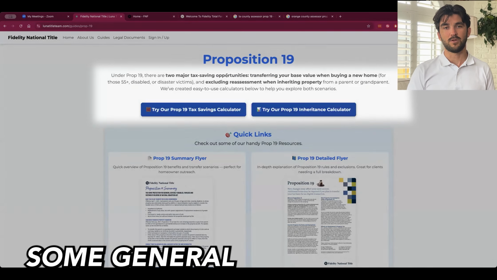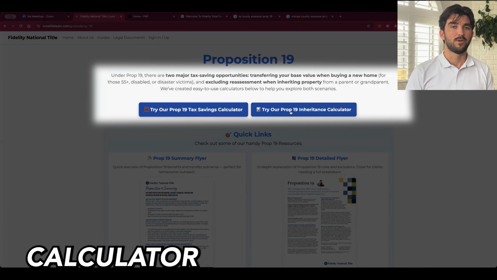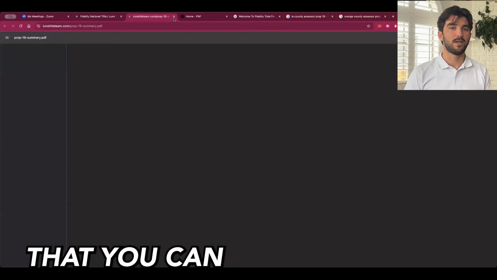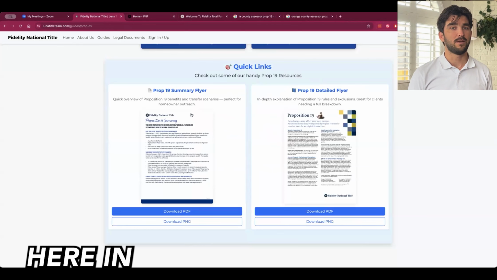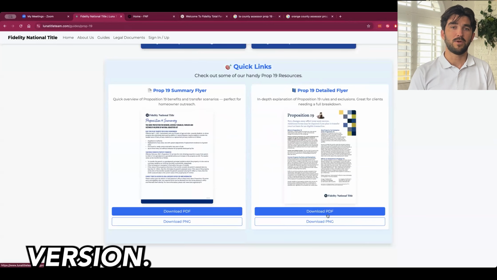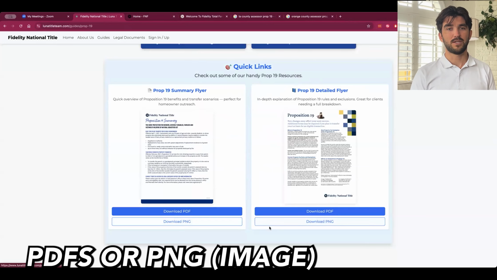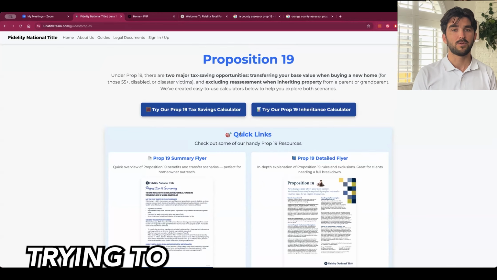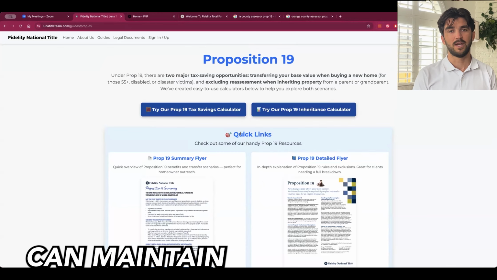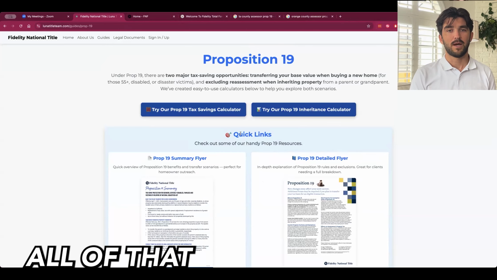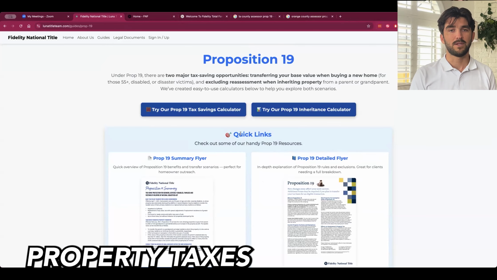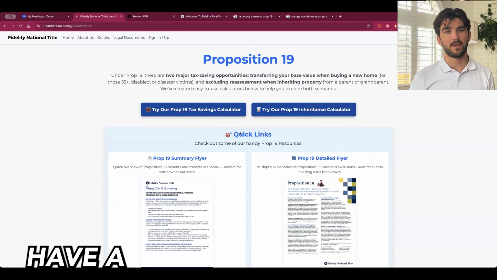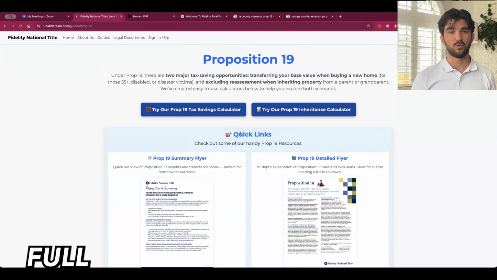This is where you'll have some general info on Prop 19, our two calculators that we'll be looking at. We also have some quick links, so if you're looking for a quick flyer that you can share with a client, we have them here in a summary version and a detailed version. You can download these as PDFs, PNGs. Prop 19 is generally impacting a property's assessed value, trying to create scenarios where a property owner can maintain either all of that low assessed value that they're paying property tax based off of, or keep most of that low assessed value and maybe have a slight reassessment instead of a full reassessment.